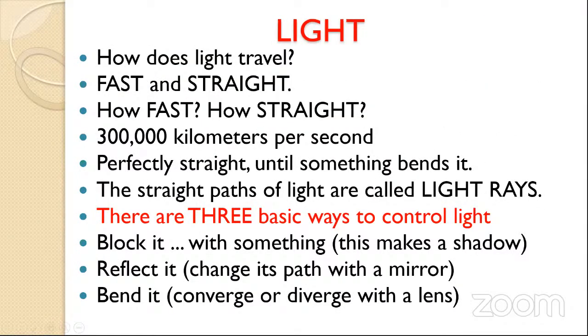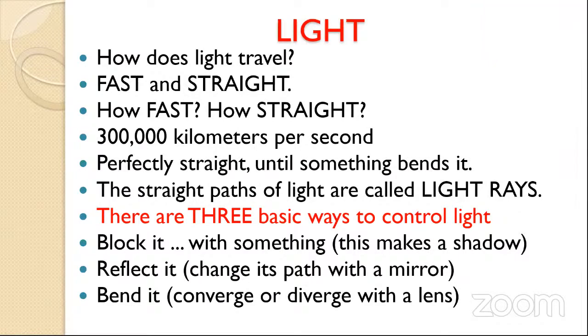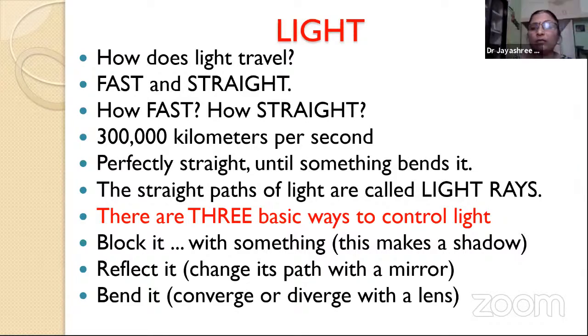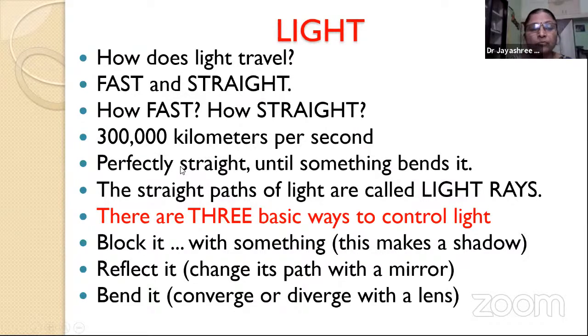And when we come across finding out such a sense of light, what are the important basics of light? How does light travel and how straight? The answer to this question is very simple. It travels very fast, and obviously it is a straight linear propagation. The speed of light is 3 lakh kilometers per second, which is perfectly straight until something bends it. And hence, naturally, the straight paths of light are called light rays.